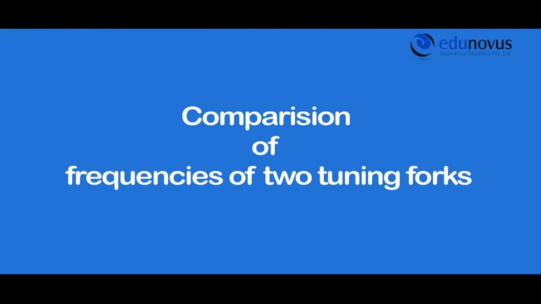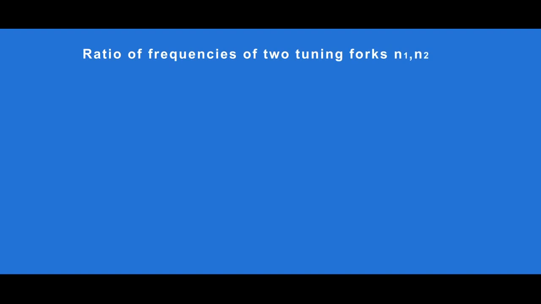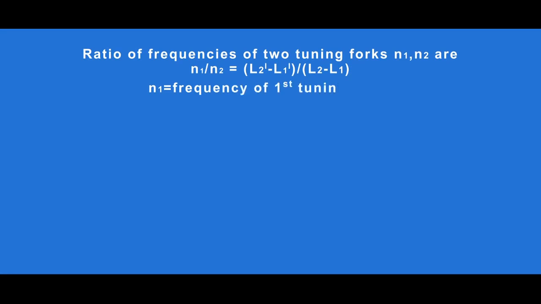Now, let us see how to compare the frequencies of two tuning forks. The ratio of frequencies of two tuning forks, N1 by N2, is equal to L2 dash minus L1 dash divided by L2 minus L1. N1 is equal to the frequency of the first tuning fork. N2 is equal to the frequency of the second tuning fork.